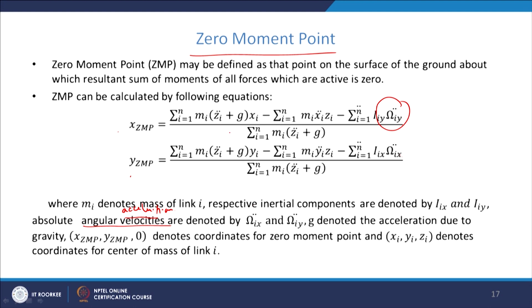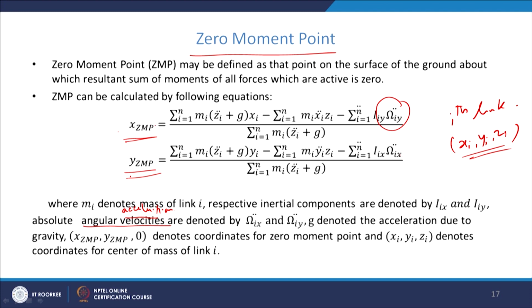The i denotes the particular link, the ith link, and x_i, y_i, z_i are the coordinates of the center of mass of that ith link. If you take x_i dot, y_i dot, z_i dot, that is the velocity of the center of mass of the ith link, and the double derivative gives the acceleration. So, these values at each instant of time we can substitute and then calculate the x and y coordinate of the zero moment point at each instant of time.